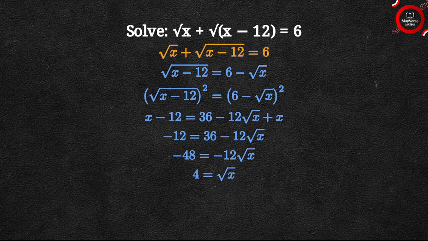Final step. Check the answer in the original equation. Square root of 16 is 4, and square root of 16 minus 12 is 2. 4 plus 2 equals 6, so the solution works.